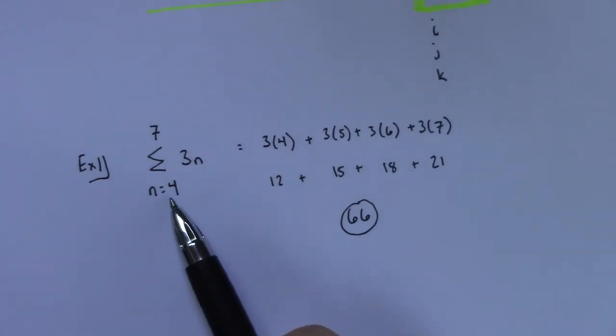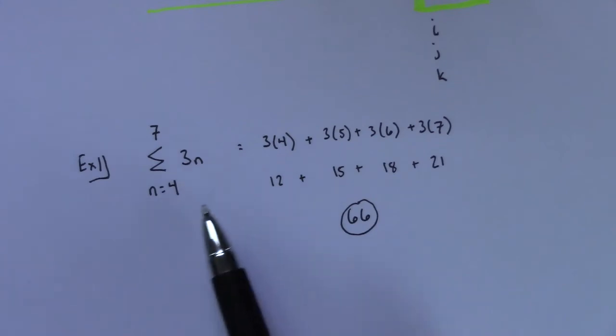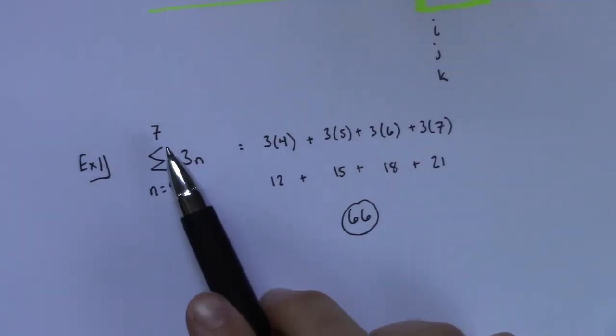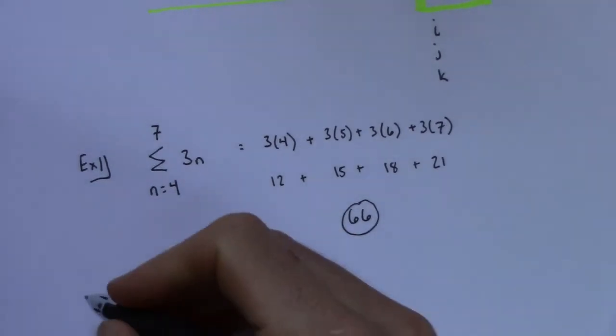You take your starting value, you plug it in, you get that term. You plug in each consecutive integer until you get to your stop value, and then at that point you just add them all up and you're done. Let's take a look at another one.